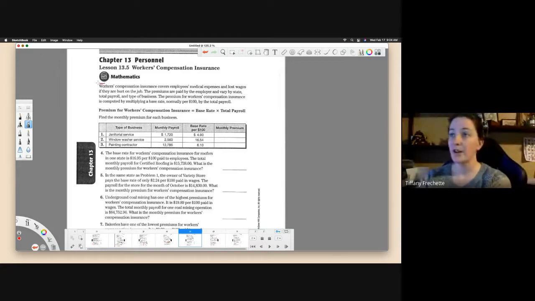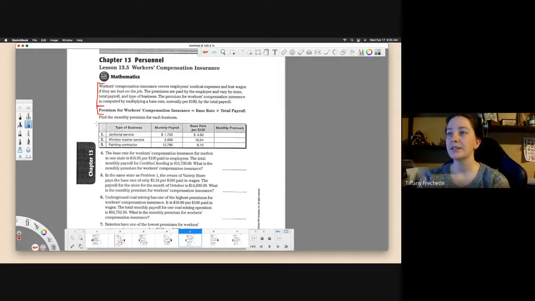All right, so we always start off with some kind of little summary here at the top. Workers' compensation insurance covers employees' medical expenses and lost wages if they are hurt on the job. The premiums are paid by the employer and vary by state, total payroll, and type of business. The premium for workers' compensation insurance is computed by multiplying a base rate, normally per $100, by the total payroll. Per $100, sorry, I forgot the word per. So premium for workers' compensation insurance equals base rate times total payroll. They gave it to us in words, and then they gave us the formula there. Little less words, still words, but a little bit less.